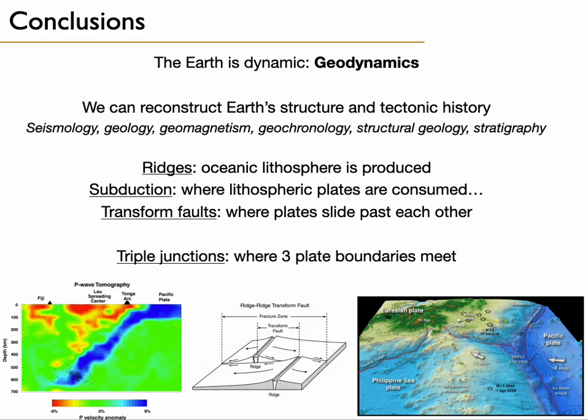We've discussed plate boundaries, including ridges where the oceanic lithosphere is produced, subduction zones where the lithospheric plates are being consumed, and we've discussed the case of oceanic transform faults where plates slide past each other. We've also discussed triple junctions, and this is where three plate boundaries meet.